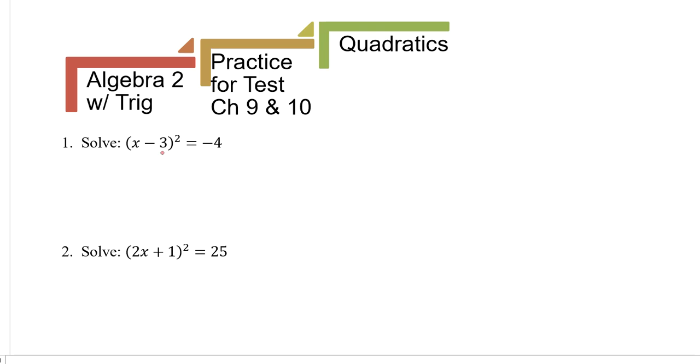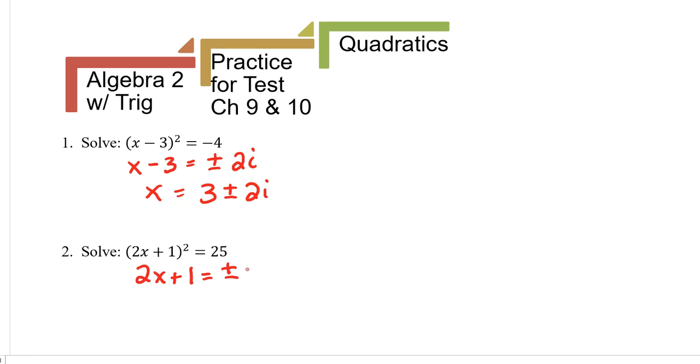So in number 1, we already have our quadratic in the form of blob squared equals a constant, so we can simply take the square roots of both sides, and this will become plus or minus 2i. So we get two complex answers, and you could leave them in this form. As opposed to number 2, where we take the square roots of both sides, we get two real answers. But you have to remember when you do the square roots, you get two answers.